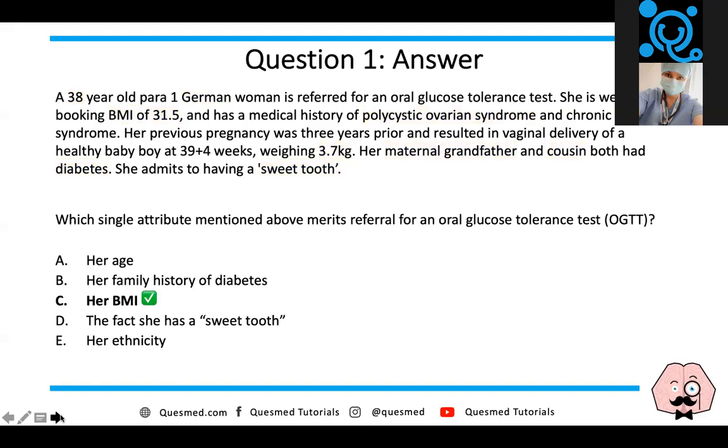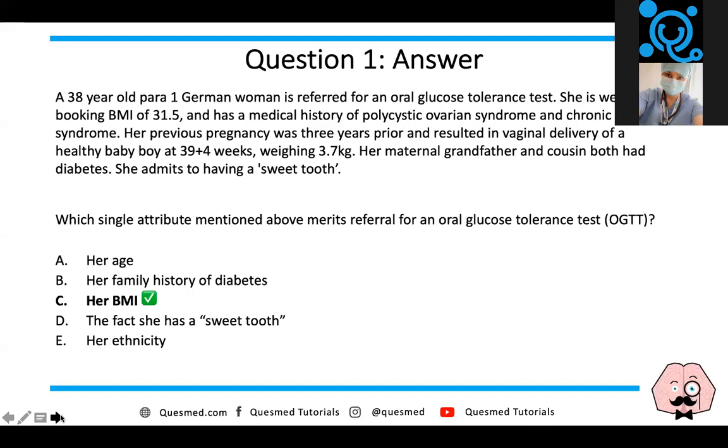Anyone with a BMI over 30 is recommended to have an oral glucose tolerance test. So looking at the other answers there, although incidence of diabetes and gestational diabetes does increase with age, there's no particular cutoff that merits a glucose tolerance test based on the current guidelines. And in the current guidelines, it's not just any family history we're interested in, it's a family history of a first degree relative. So although her maternal grandfather and her cousin have diabetes, neither of them are a first degree relative, so they don't actually count, although we take this into account when doing our full risk profile.